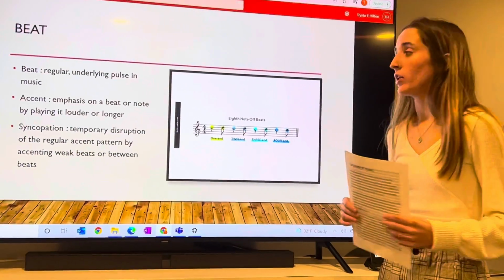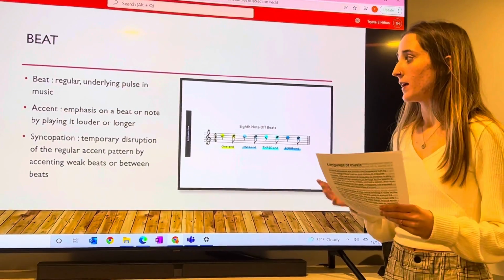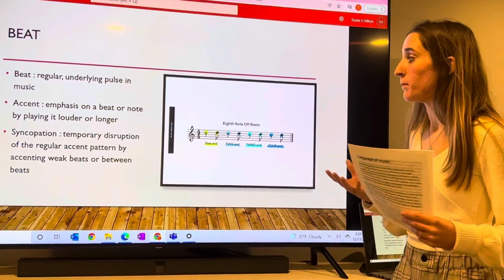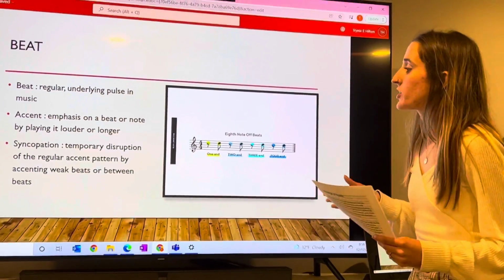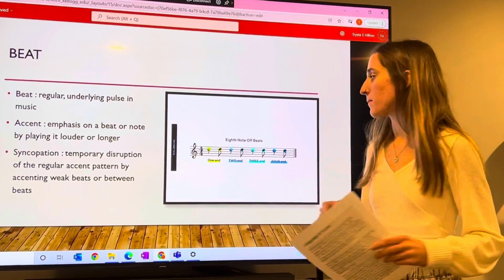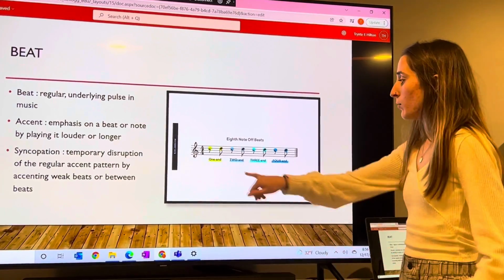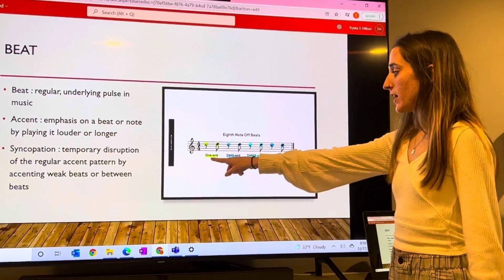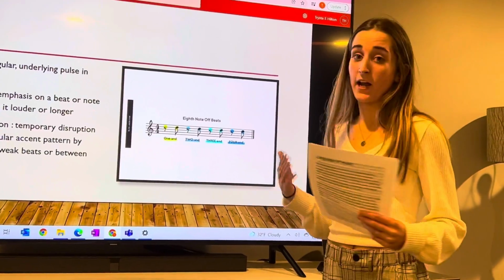Another part of musical language are beats, which are the regular underlying pulse in music. Along with beats come accents, which is an emphasis on a beat or a note by playing it louder or longer. Syncopation is a temporary disruption of the regular accent pattern by accenting weak beats or between beats. Here pictured is an example of putting emphasis on a beat with 1 and 2 and 3 and 4. So see, the numbers are capitalized, representing putting an emphasis or an accent on that beat.